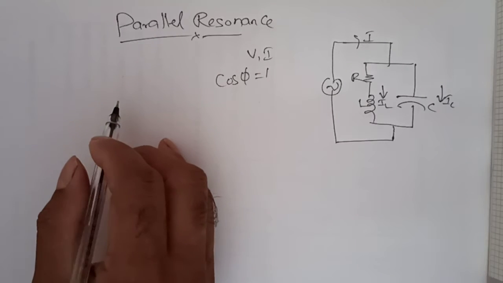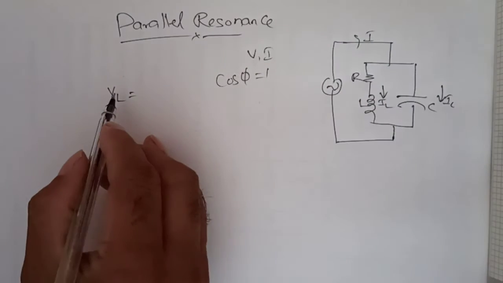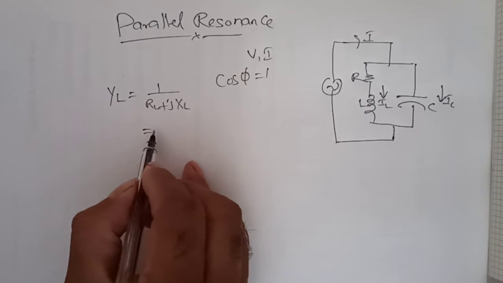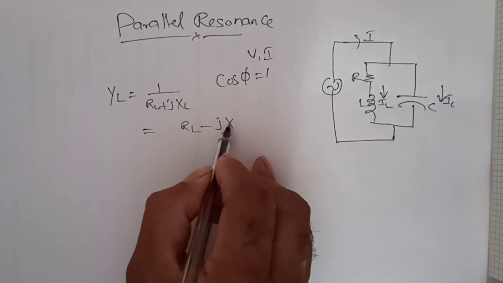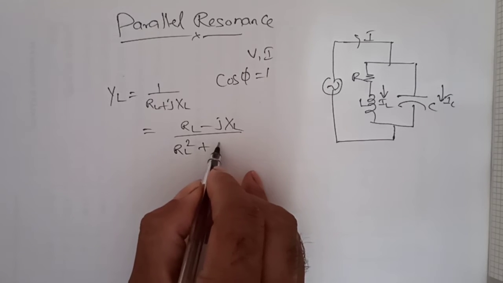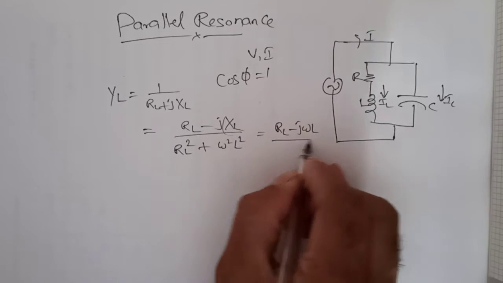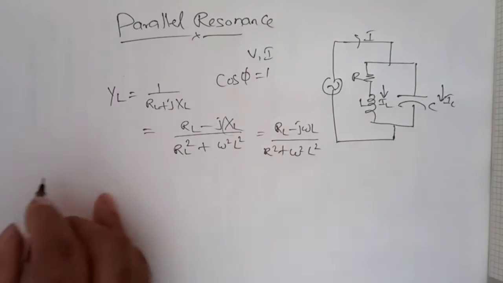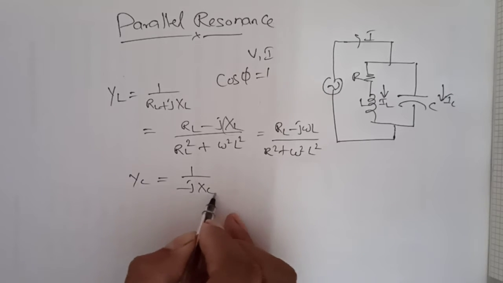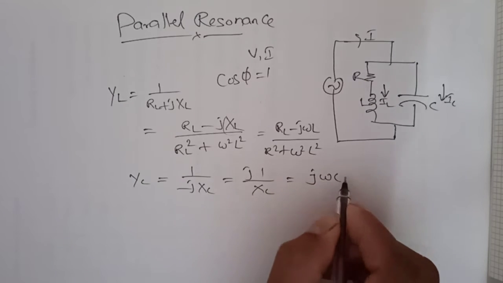So if you find the admittance of the branch containing L and RL, let us assume the first branch admittance YL equals 1 by RL plus j XL. If you take the rationalization, we get RL minus j XL divided by RL square plus omega square L square, substituting j omega L in place of XL. The admittance of the second branch, the capacitor, is given by YC equal to 1 by minus j XC, so j by XC, that is equal to j omega C.